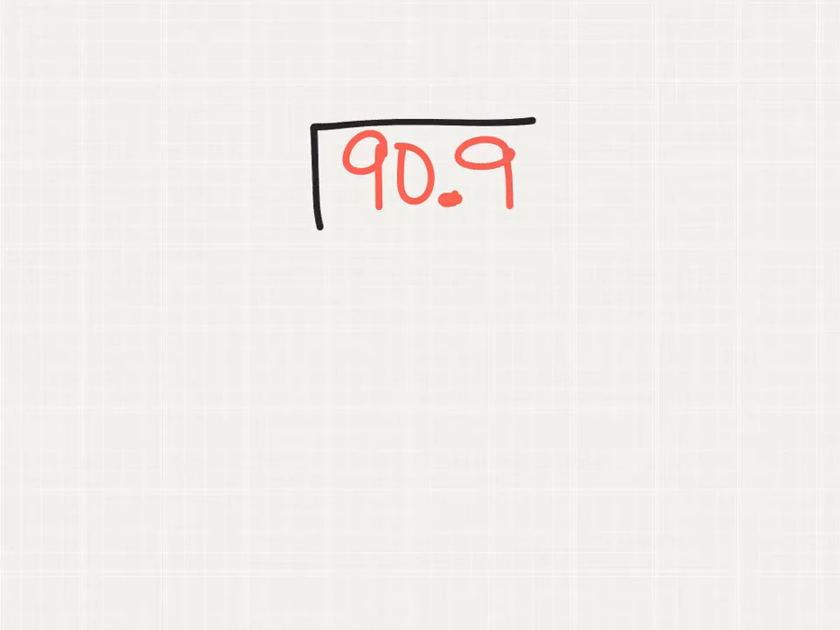So now what would happen if instead of having 90 divided by 9, I had 90.9 divided by 9? Well, if there's a decimal in the dividend only, I can simply push that decimal to the top of the house and divide as normal. And so 9 could be made into one group of 9.